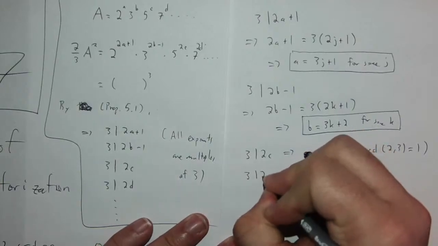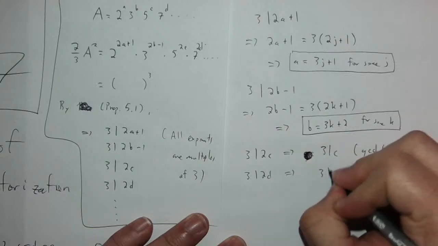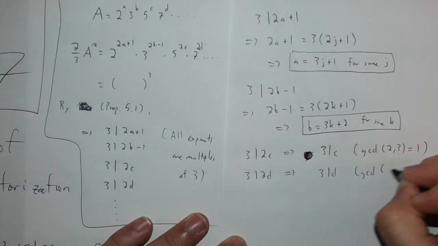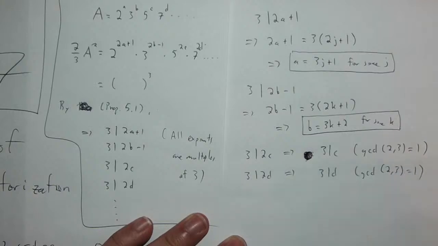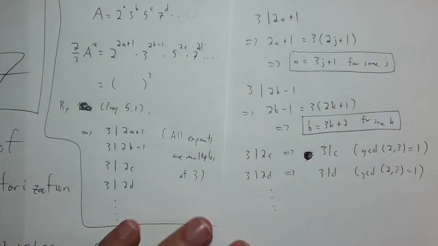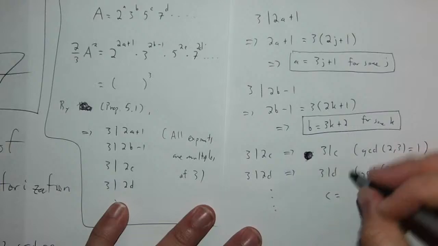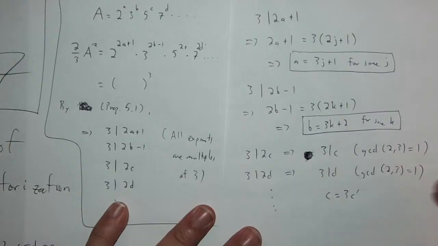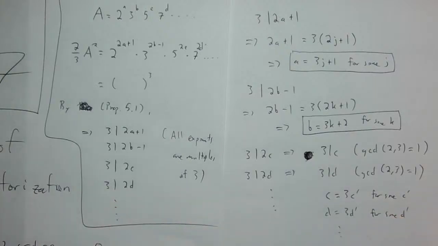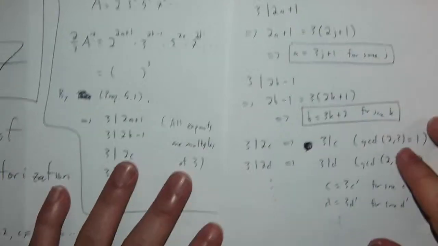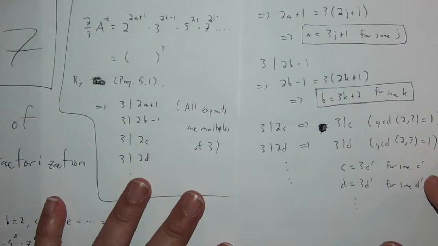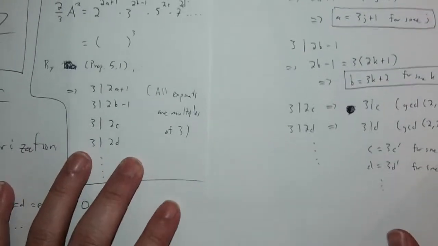The same thing is true for all of these, right? Again, because the GCD of 2 and 3 is 1, and that's true all the way. All right, and so as a result of that, c is equal to 3 times c prime for some integer c prime. D is equal to 3 times d prime for some d prime, and so on. Okay, so now we're able to write out what the generic age has to be.